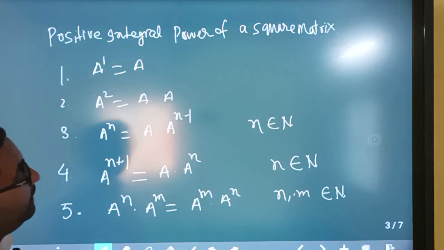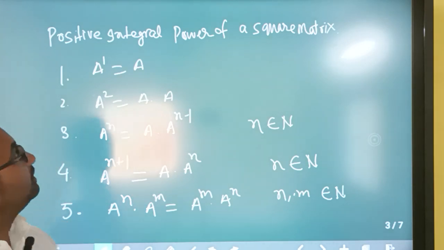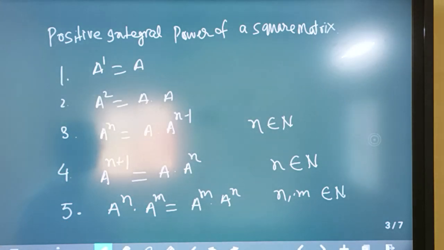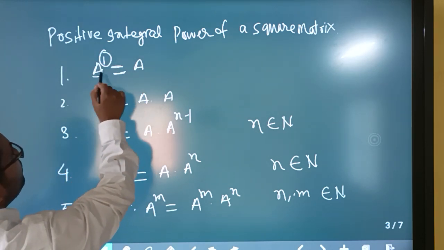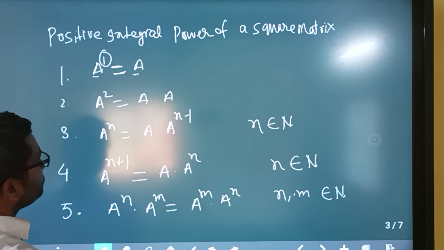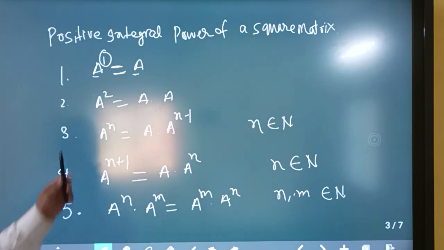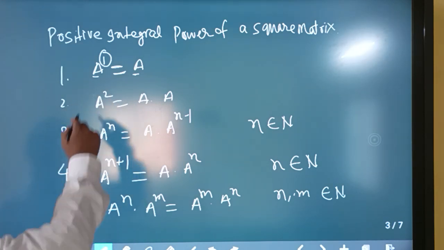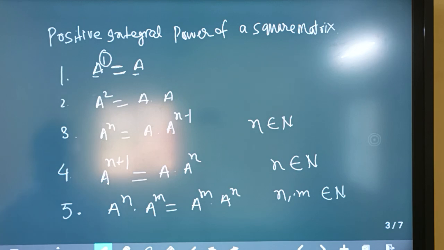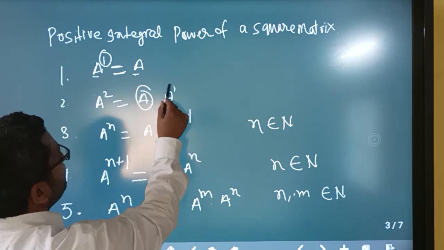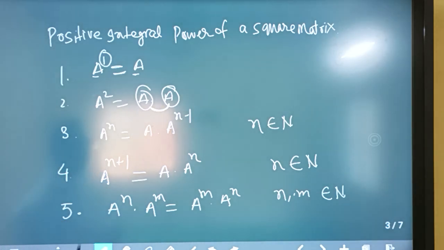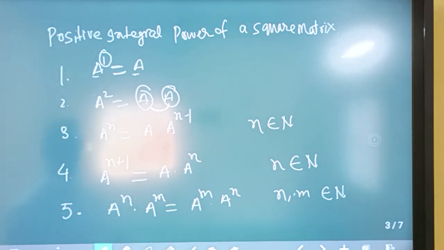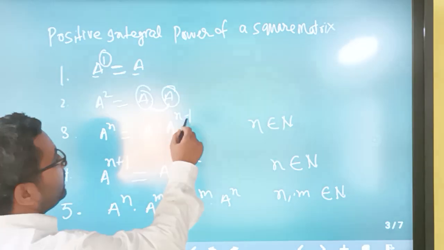Positive integral power of a square matrix. These are the basic properties of the power of any matrix. A power 1 means A multiplied once, which is A itself. A power 2 means A multiplied by A, that is the value of A squared. Similarly, A to the power n equals A dot A to the power n minus 1.